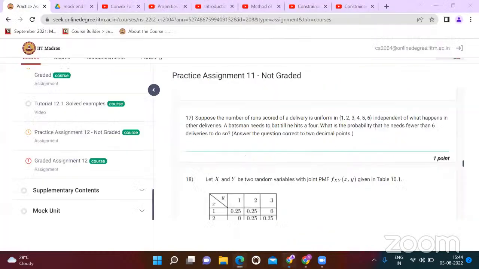Strictly, it will not be mentioned, but fewer than 6 means less than 6. Fewer than itself means less than. It's less than 6, it's not less than 5. I thought it's less than 5 written here. That means you have to exclude this. Sir, can you explain this once again? Okay, I'll explain it again.